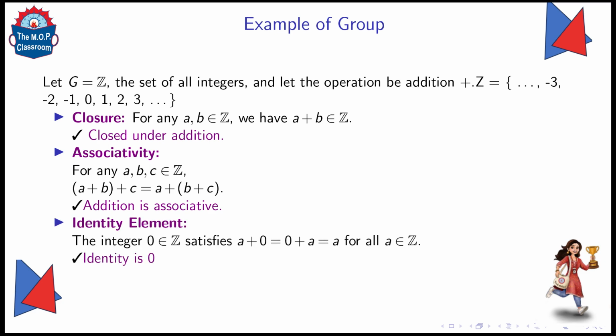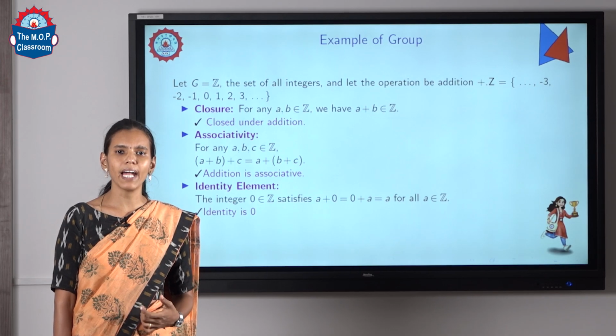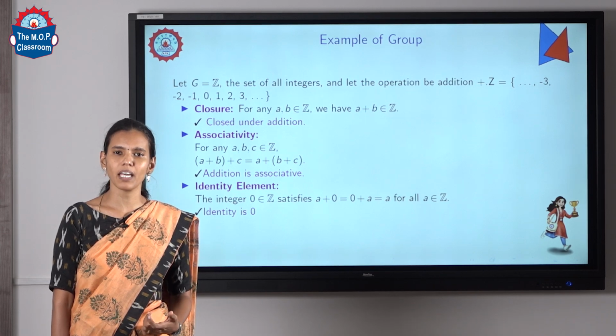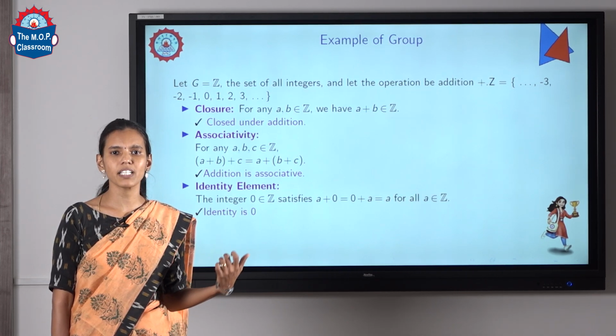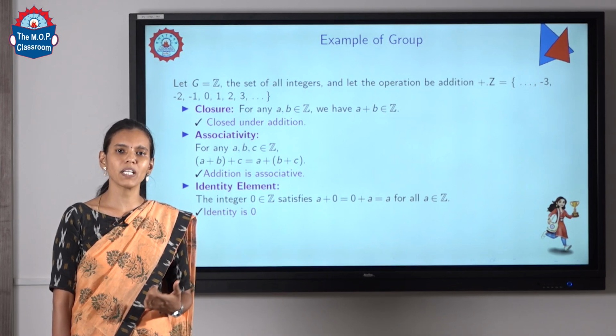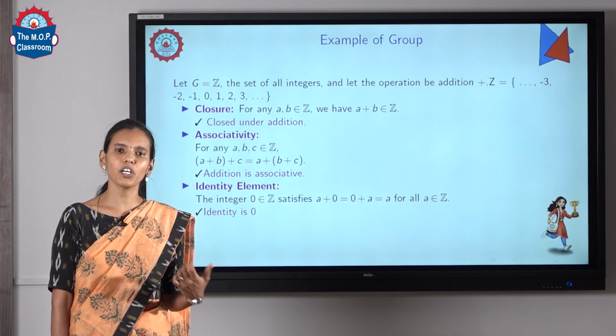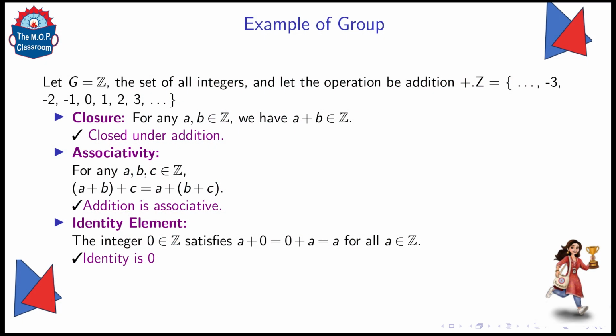The next axiom that we are going to check is identity. So the general identity element for addition is 0. Whenever we add any element to 0, we'll get the same element. It can be any element. For example, if you take 4, 4 plus 0 will result in 4. Or if you take negative 3, negative 3 plus 0 will also result in negative 3.